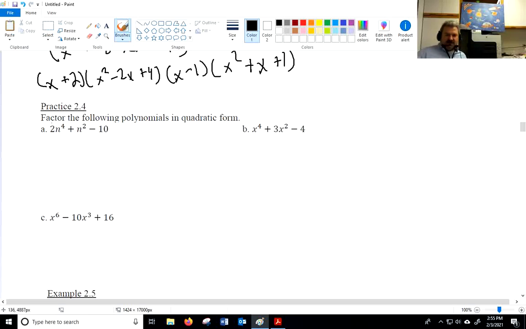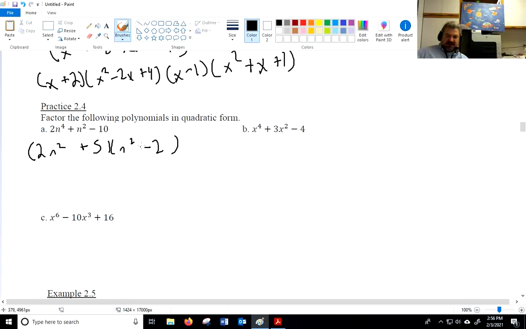All right, let's try. Okay, this is in quadratic form, so I know it has to be 2n squared times some other n squared. And let's see, if I do 2n and I do a plus 2... no, I don't want to do a plus 2. They've got to be different signs. I'm going to do a minus 2, and then I'm going to do a plus 5.